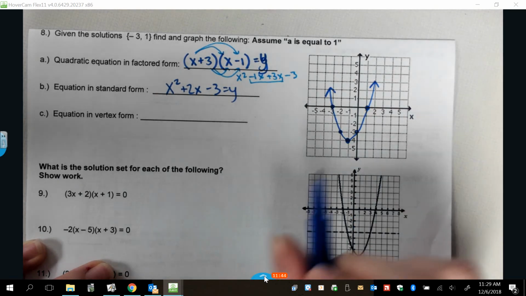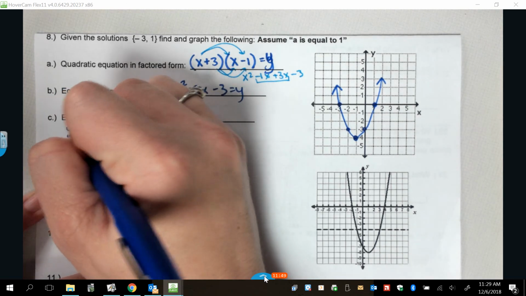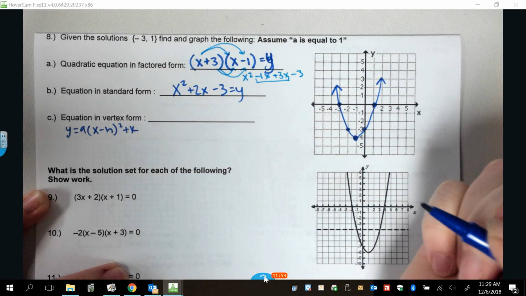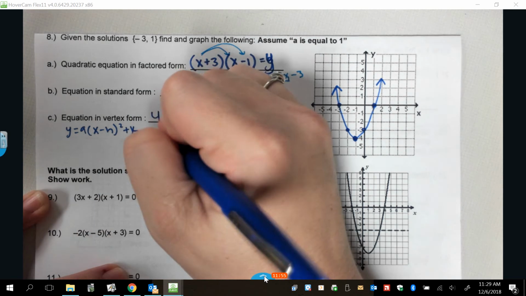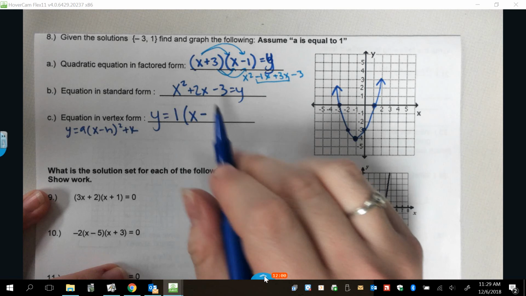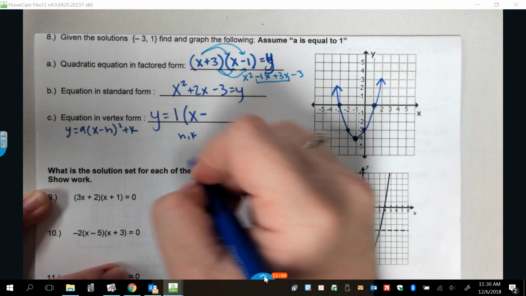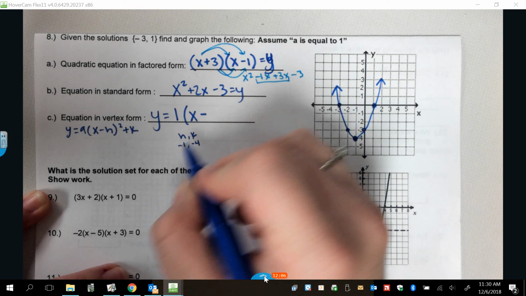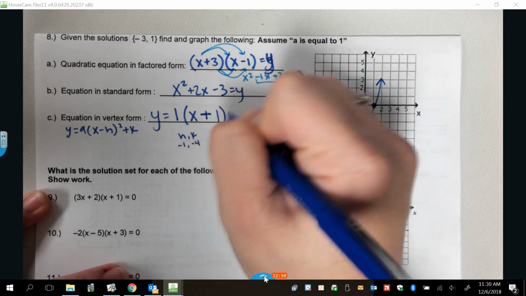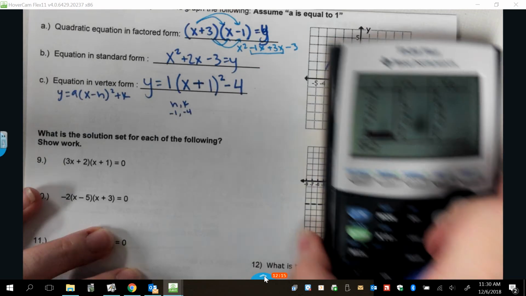Now vertex form, remember it's y equals a times (x minus h) squared plus k. So a is 1, so y equals 1 times (x minus, well, what is my h? Remember, h comma k is your vertex. So my vertex is -1, -4. Well, if I plug in a -1 here, two negatives make a positive, and then k is -4. There's your equation.